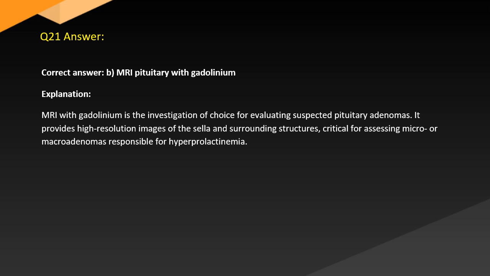Answer. Correct answer: B. MRI pituitary with gadolinium. Explanation. MRI with gadolinium is the investigation of choice for evaluating suspected pituitary adenomas. It provides high-resolution images of the sella and surrounding structures, critical for assessing micro or macroadenomas responsible for hyperprolactinemia.